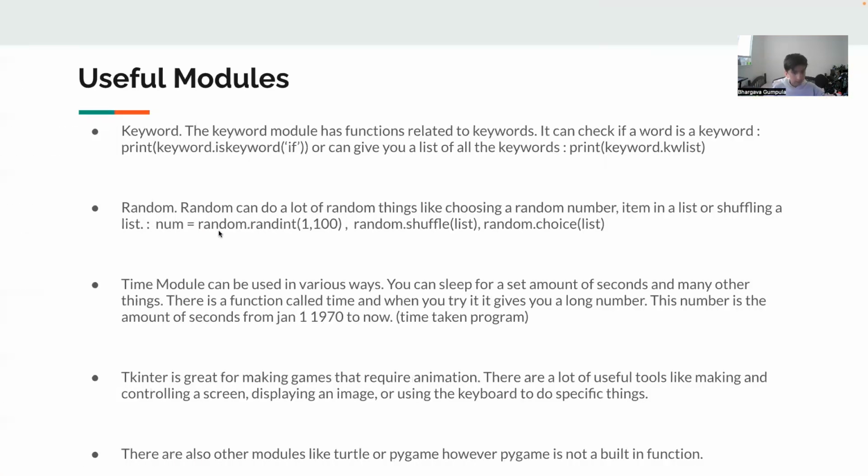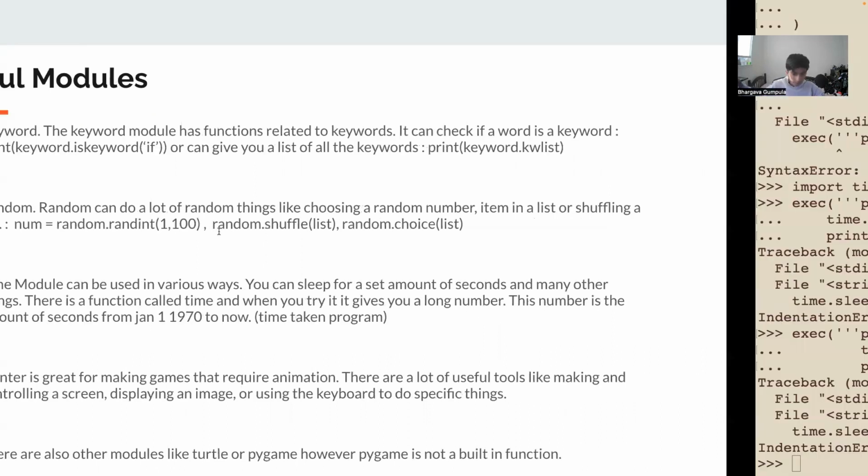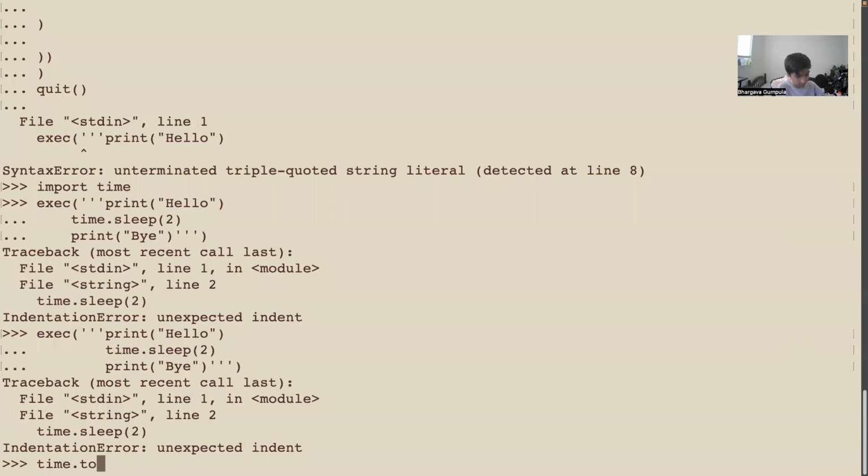Now that's the time module, and there's one more. There's a function in time called time. What this does is give you a really long number, and what this number means is the amount of seconds it has been since January 1st, 1970. So let's say time.